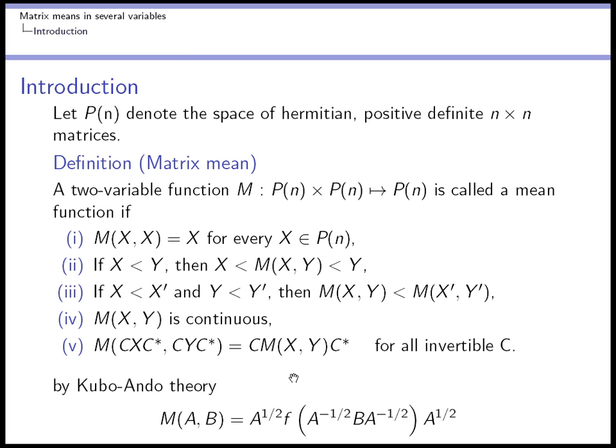If these properties hold, then by Kubo-Ando theory of two-variable matrix means, we can find an operator monotone function f, which is normalized, which means that f at 1 equals 1. And for every two-variable matrix mean, there is such an operator monotone function. So actually, there is a natural isomorphism between these two-variable matrix means and the normalized operator monotone functions. So the question is how to extend such a two-variable mean to several variables.